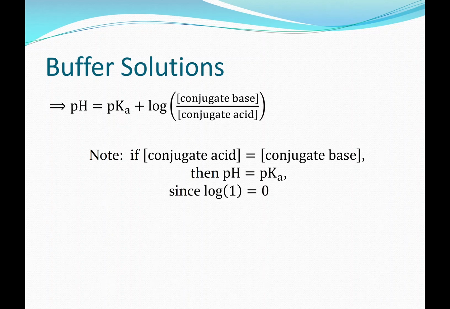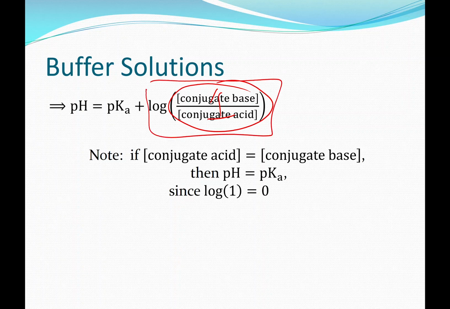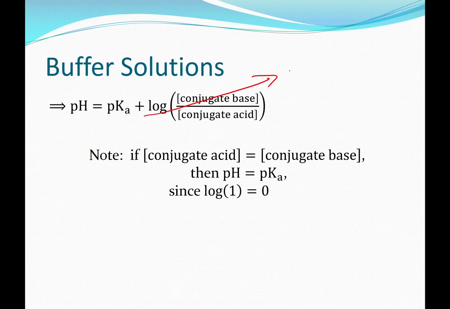Okay, so let's look at a special case here. If the conjugate acid concentration is exactly the same as the conjugate base concentration, this term inside of the log is just 1, right? And so if that term is just equal to 1, well, the log of 1 is just equal to 0, and so this entire second term disappears, right? And it just becomes 0. And in that case, the pH of your buffer is just going to be exactly the pKa of whatever the acid form is.